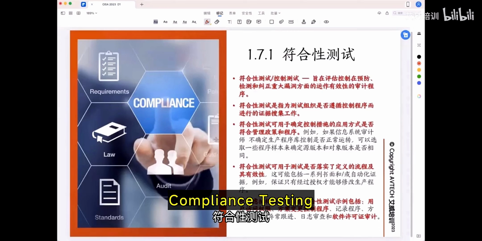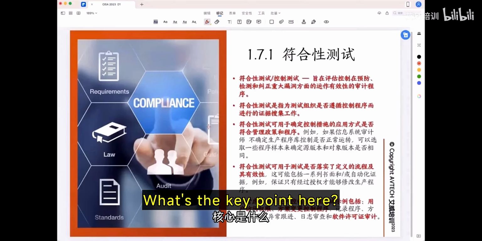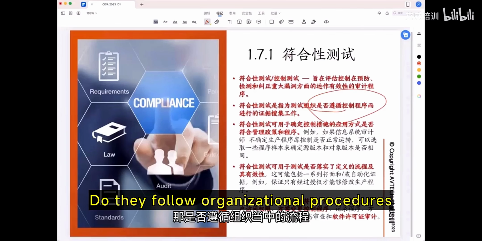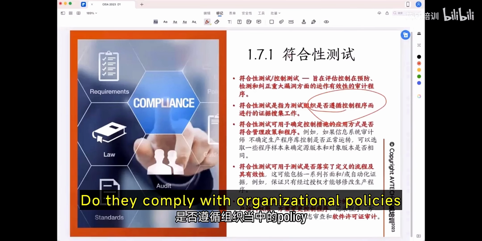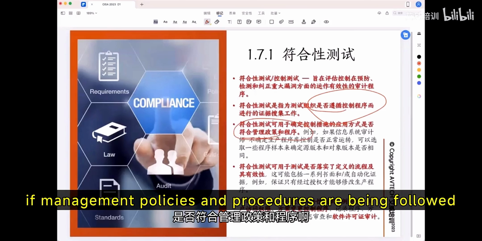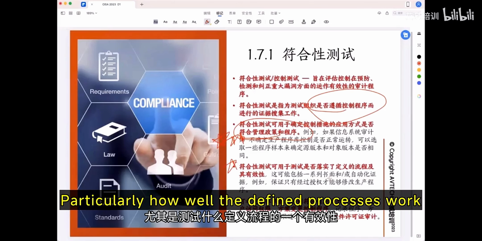Compliance testing. Let's talk about compliance testing. We've covered control testing already. What's the key point here? Do they follow organizational procedures? Do they comply with organizational policies? Okay. So compliance testing primarily checks if management policies and procedures are being followed. You'll see this on the exam. Particularly how well the defined processes work.